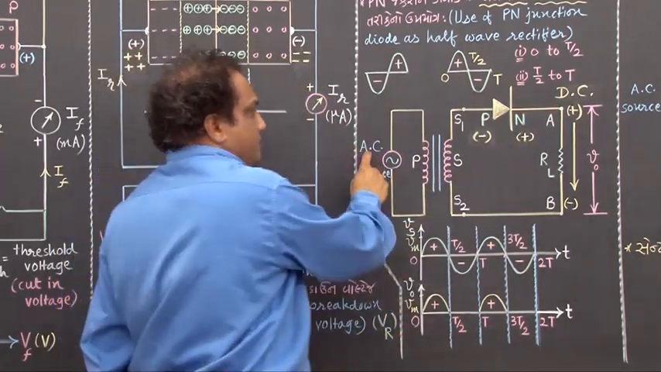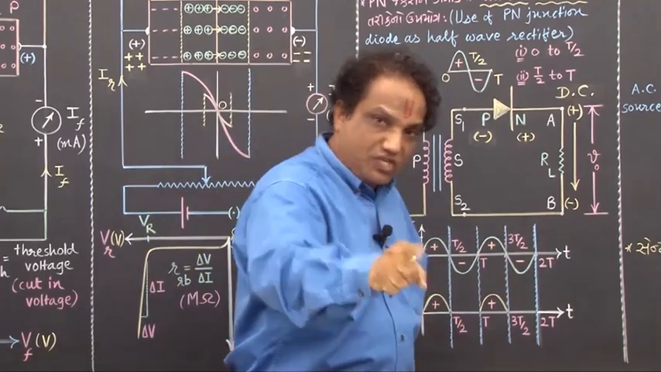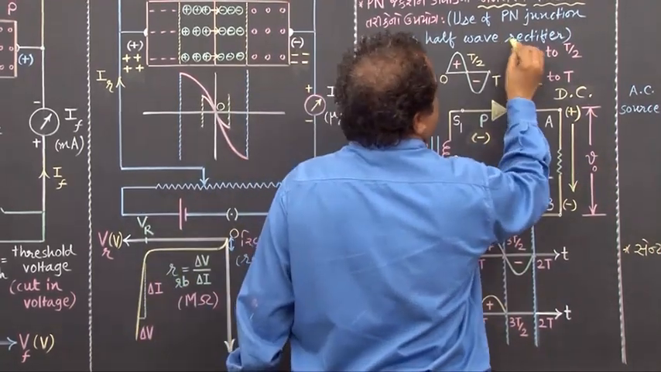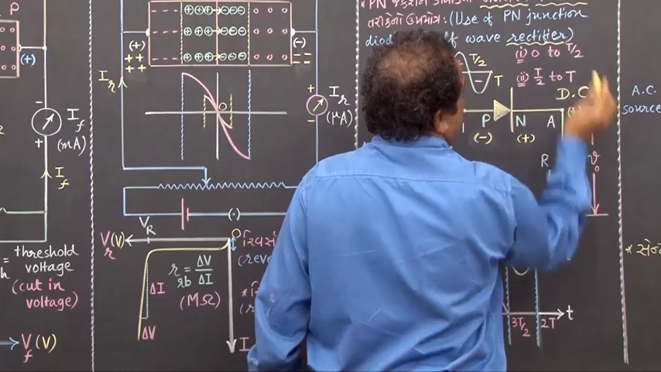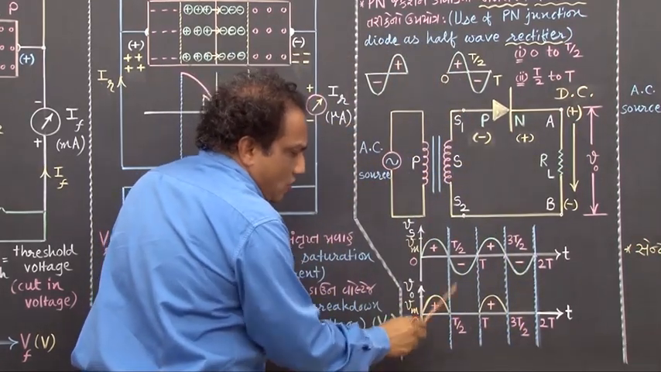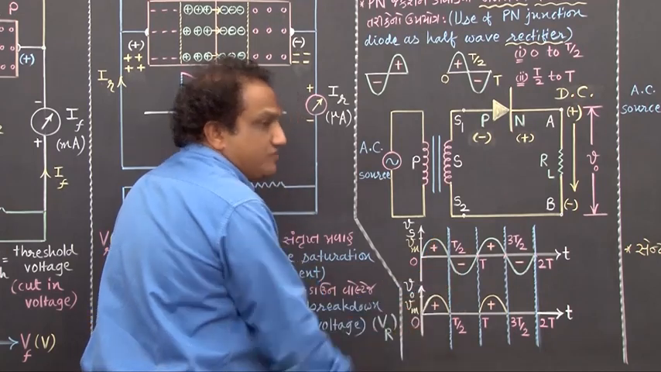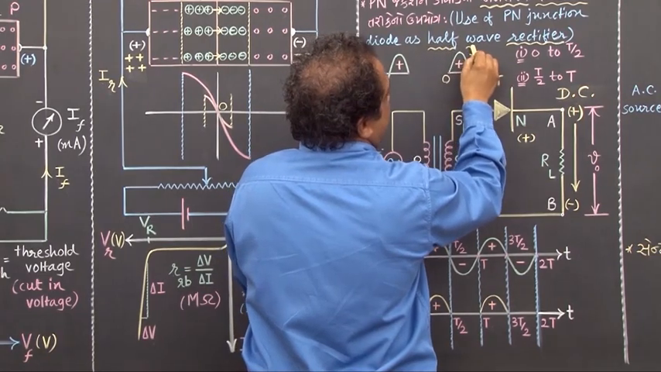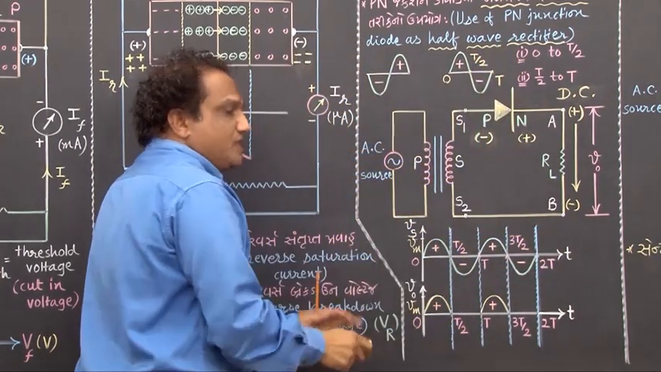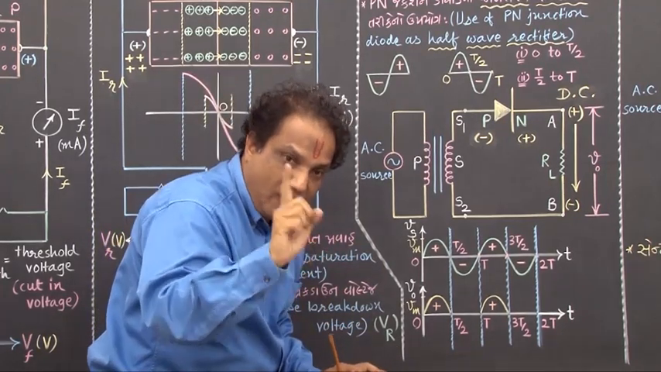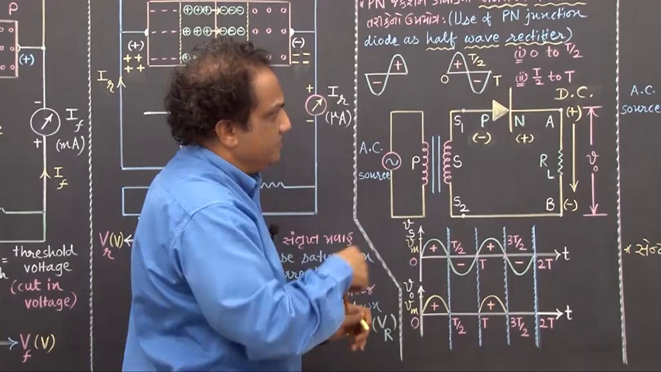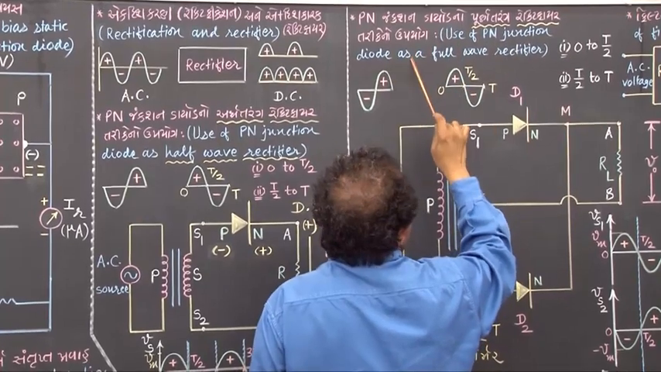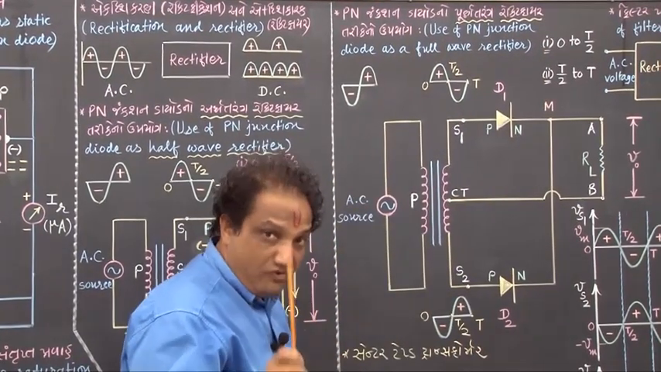The process of conversion of AC into DC is called rectification, and the device made for that is called a rectifier. That's why I'll call it a rectifier. Fine. But because we get output voltage only for half of the full cycle of the secondary voltage, we call it a half wave rectifier. Correct? Fine. Now we go for the use of a PN junction diode as a full wave rectifier.